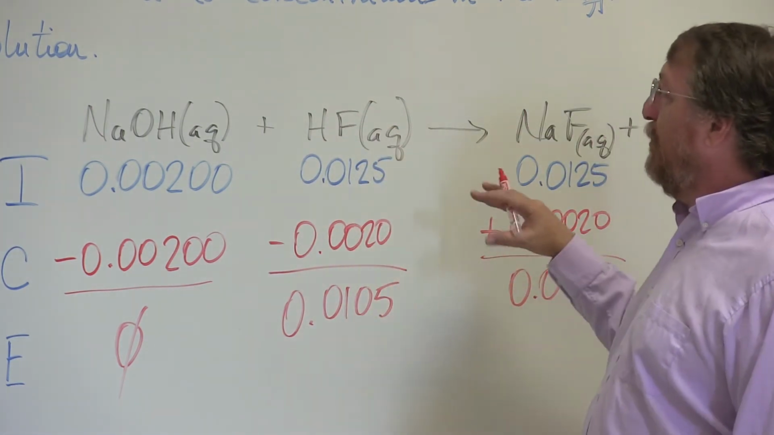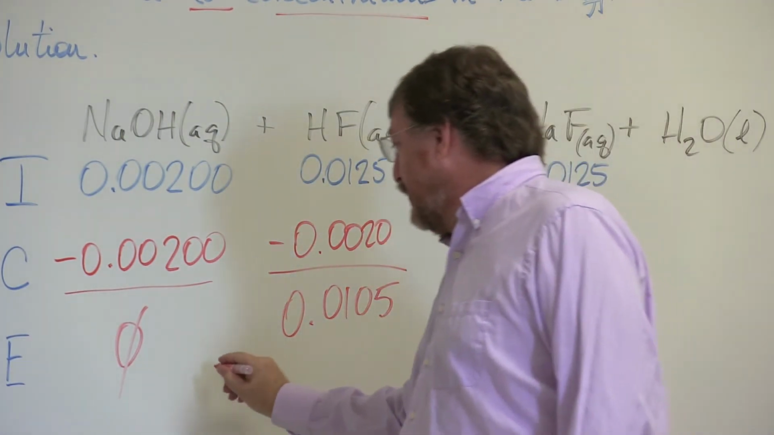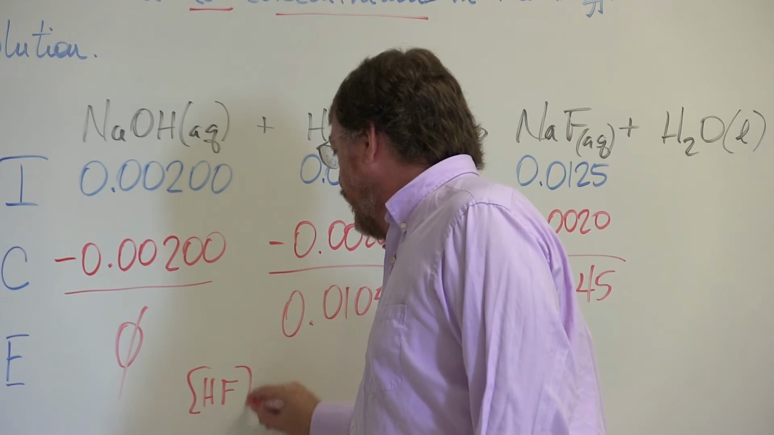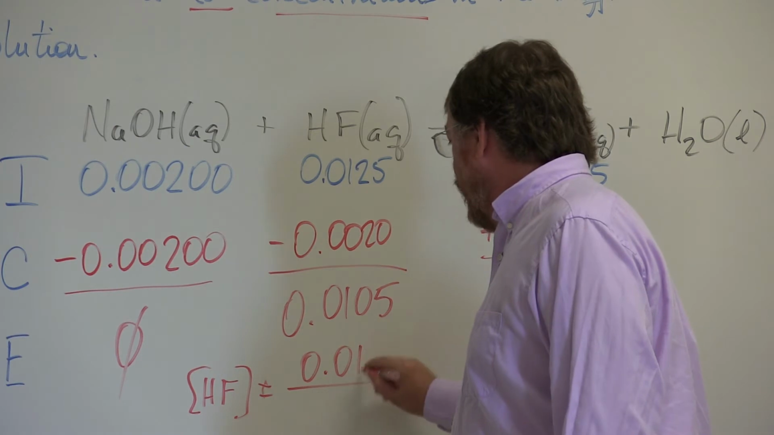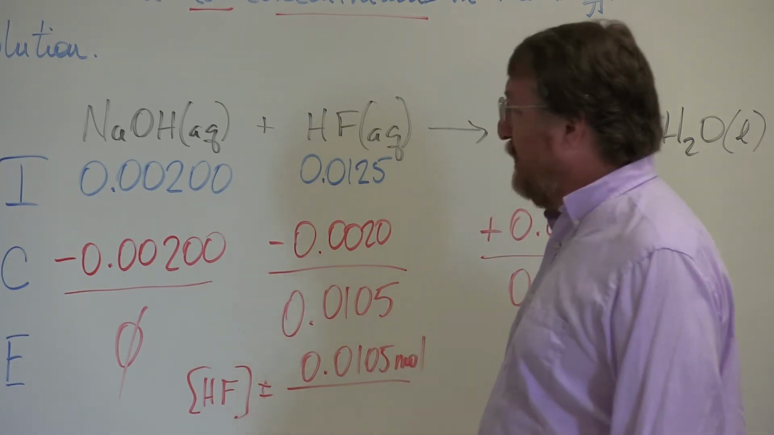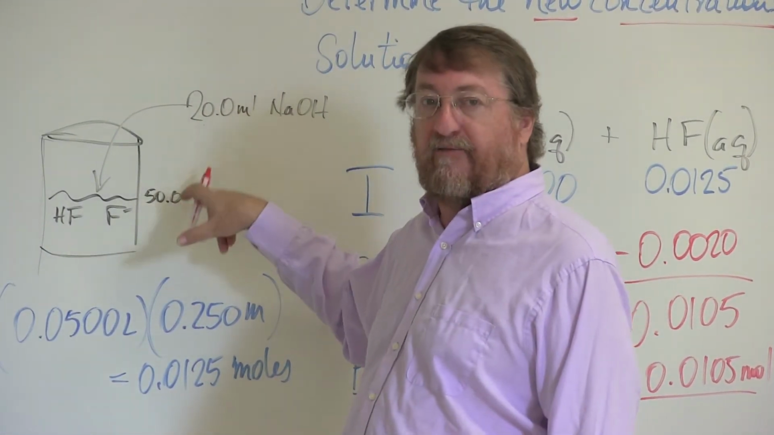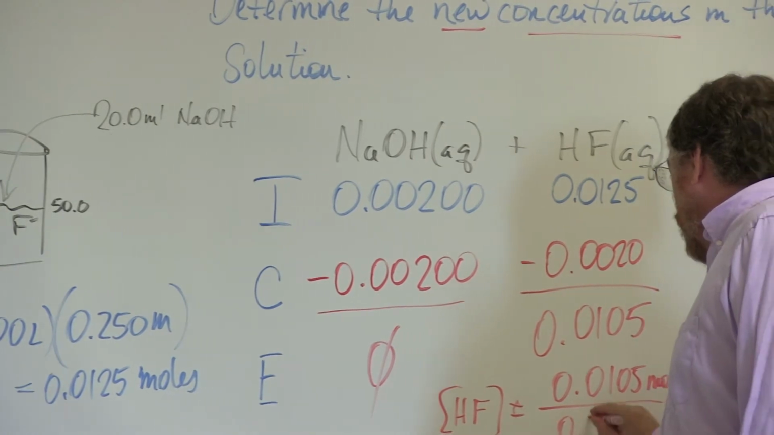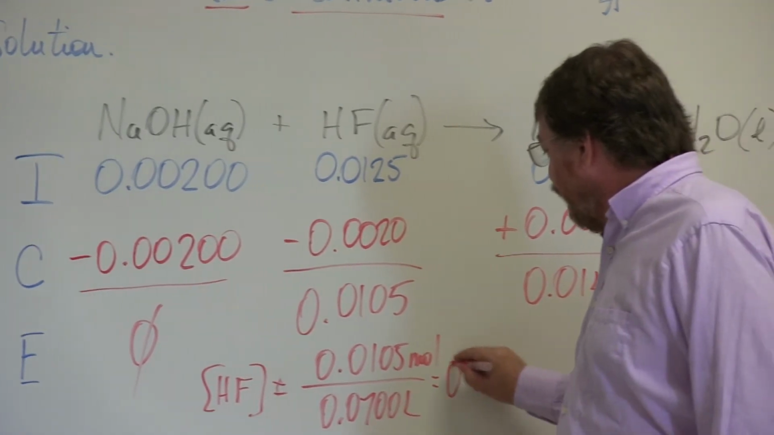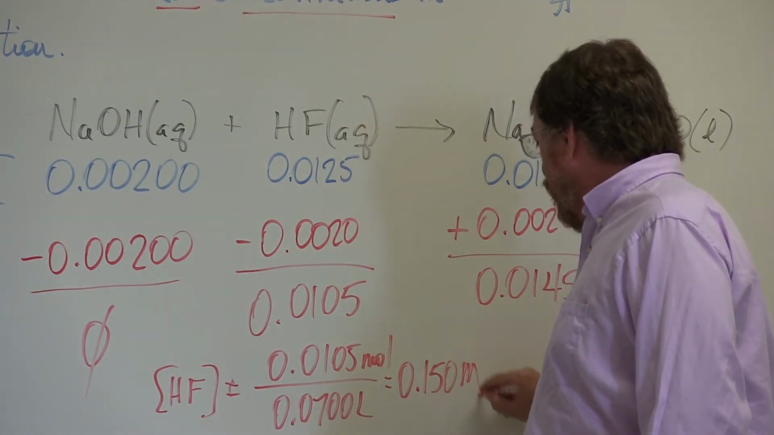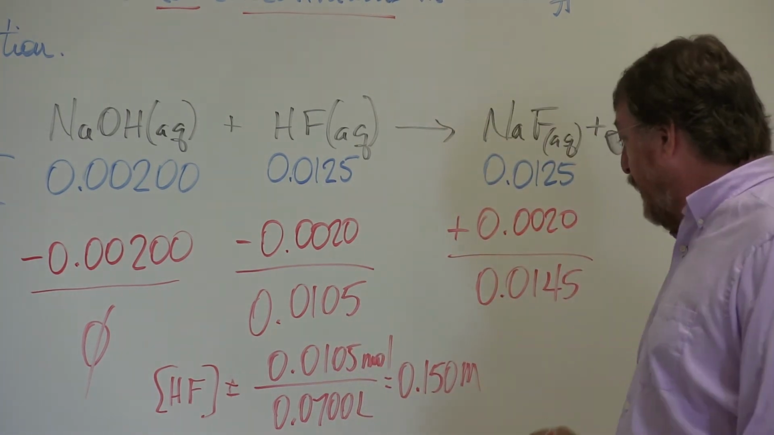Now we've got some new values here. We want to calculate the new concentrations, because that's what the problem really was asking. Let's start with HF. HF is going to be equal to the moles, 0.0105, divided by the liters. At the end, for the new concentrations, the volume is 70 milliliters, not 50. So we're going to divide this by 0.0700 liters. When I do that, I get 0.150 molar. So my HF concentration has dropped, but it's still there.